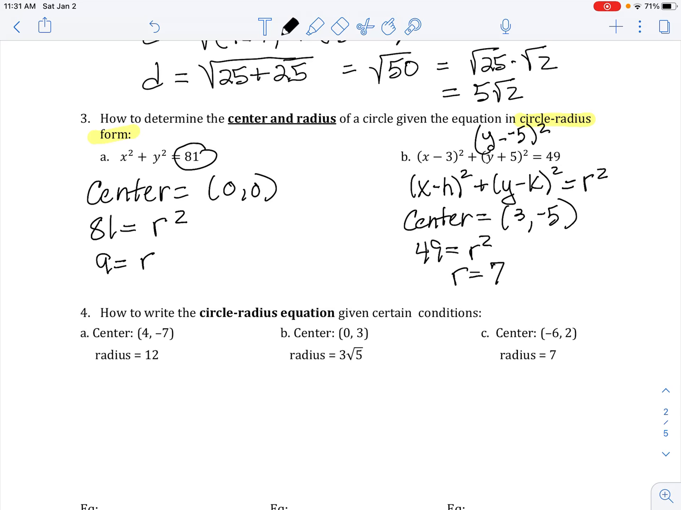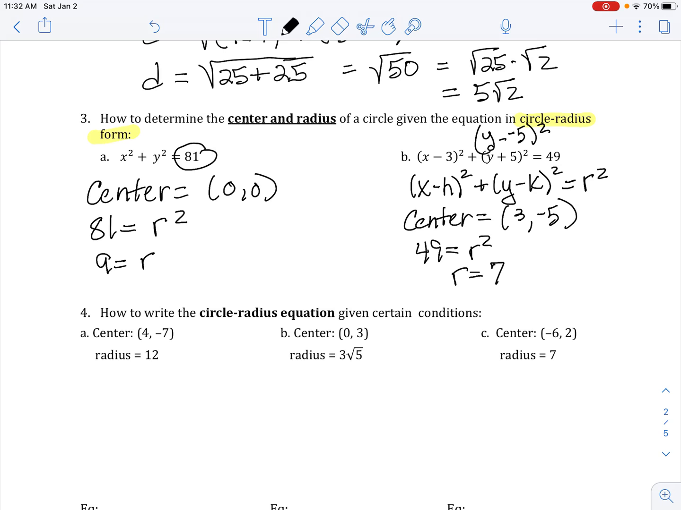All right, so be careful on that because I was wrong when I first said it. So (y plus 5) squared, when you rewrite it to the correct form, that would be y subtract negative 5. And that means that the k value of the center is negative 5. The h value is 3.